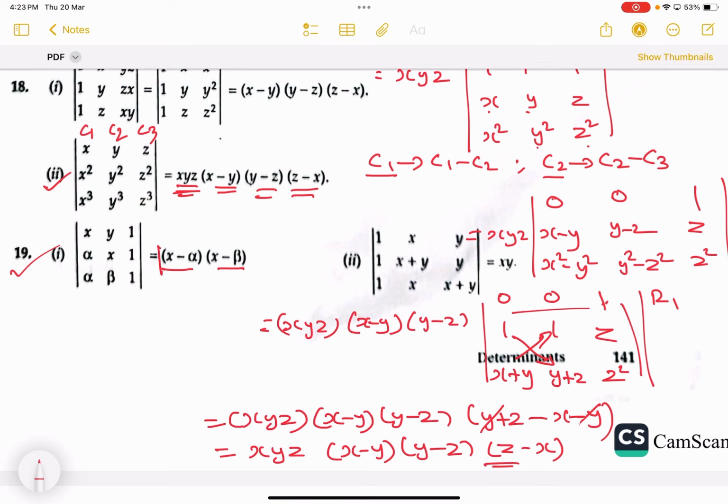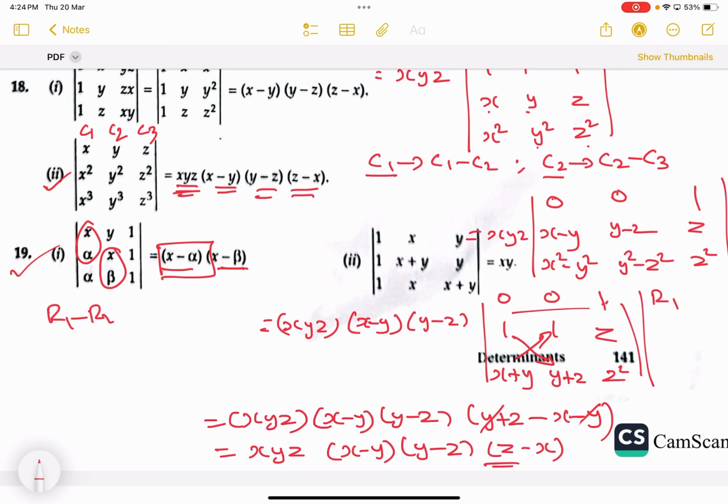I need to get this, my dear children. What are you supposed to do here? Row 2 minus row 1? Row 1 minus row 2, right? Row 1 minus row 2. For x minus beta, where will you get it? Row 2 minus row 3. Row 1 minus row 2, row 2 minus row 3, you will get this.